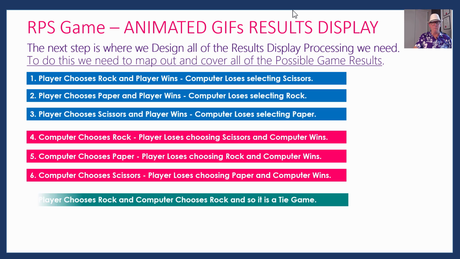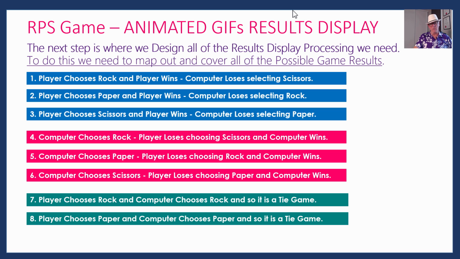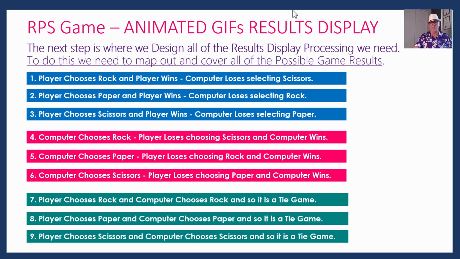And if it's going to be a tie game, well then, if both of them choose rock, that's a tie game. If they both happen to choose paper, that's a tie game. If they both happen to choose scissors, that's a tie game. So there's 9 different things that could happen here. So you could actually write your code as an if, else if, else if, and so on, and do these 9 checks, and that'd be your program.